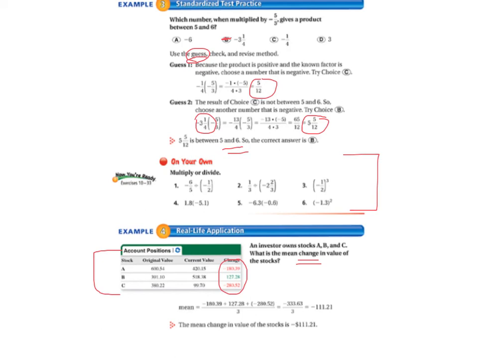negative 180.39 plus 127.28 plus a negative 280.52. And then we're dividing all of that by 3. So the total on the top after we added everything up was negative 333.63, and we divide that by 3 and we come up with a total of negative 111.21. So the mean change in value of stocks is negative $111.21.